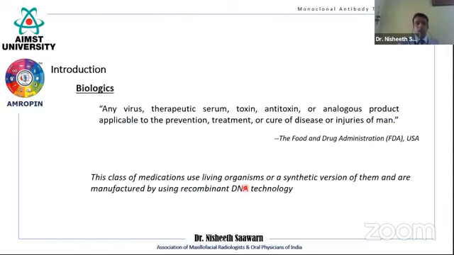There is a class of drugs or medications which use living organisms or synthetic versions of them, and they are manufactured using recombinant DNA technology. Not always, sometimes. Those drugs are called biologics. Those are called biological therapies. The Food and Drug Administration of the USA defined this as any virus, therapeutic serum, toxin, antitoxin, and analogous product applicable to the prevention, treatment or cure of diseases or injuries of man.